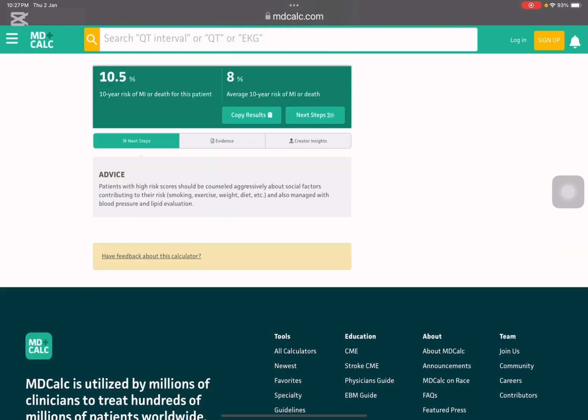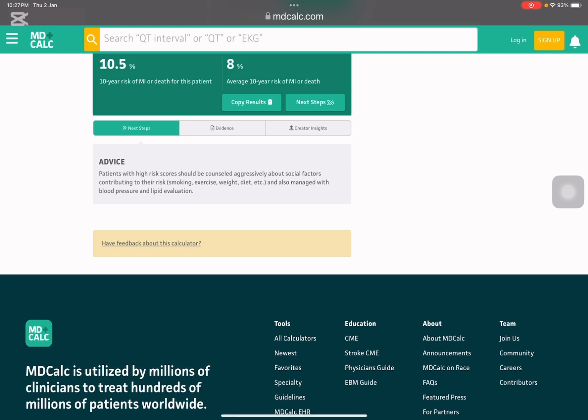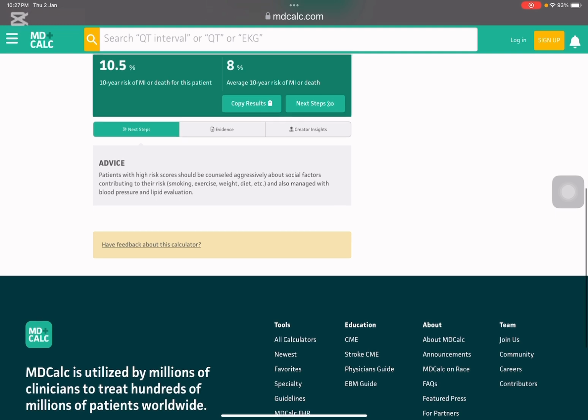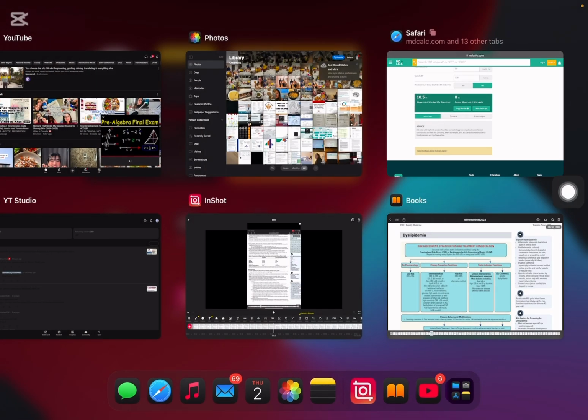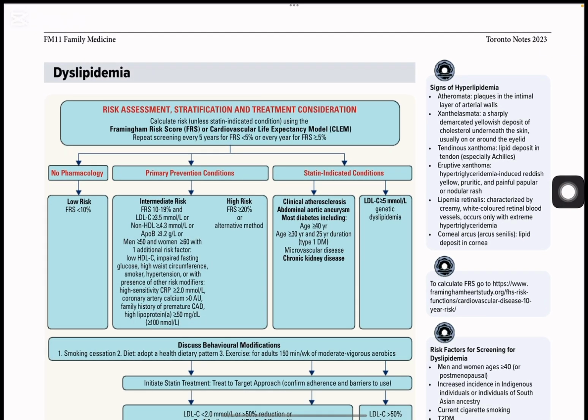Okay, so let's go to the next step. Advice: patients with a high risk score should be counseled aggressively about modifiable factors contributing to the risk: smoking, exercise, and weight. Also manage blood pressure and lipids. So lipid reduction therapy should be advised to this patient because the risk is 8%, which is a high-risk patient. So let's go ahead and see.